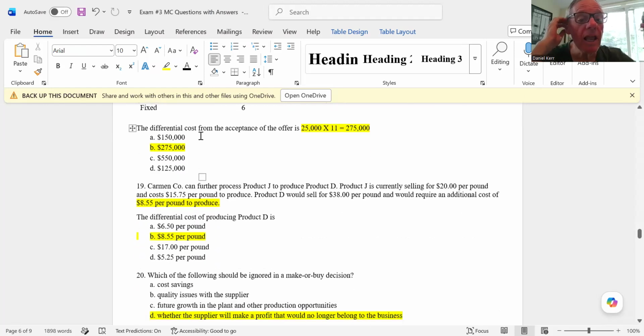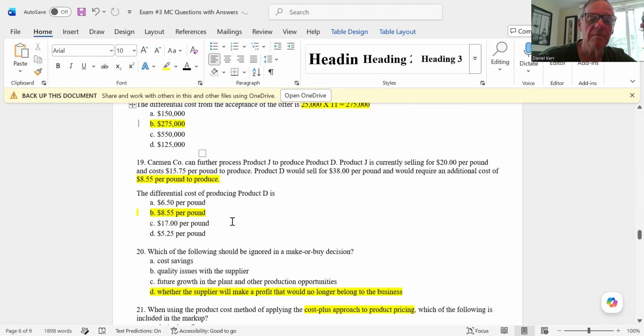Number 19. Carman Company can further process product J to produce product D. Product J is currently selling for $20 per pound and costs $15.75 per pound. Product D would sell for $38 a pound and will require an additional cost of $8.55 a pound to produce. So the differential cost of producing product D is going to cost us $8.55 more. So the answer is B.